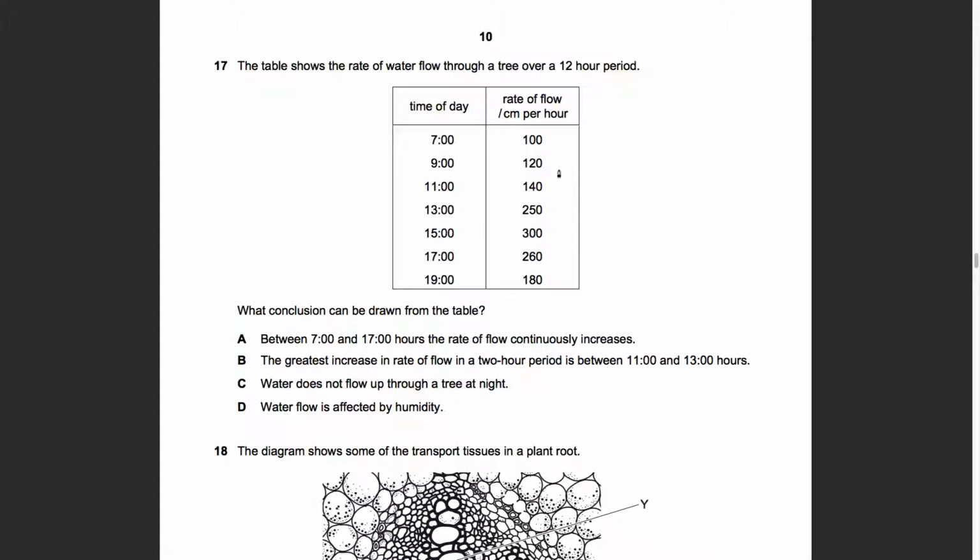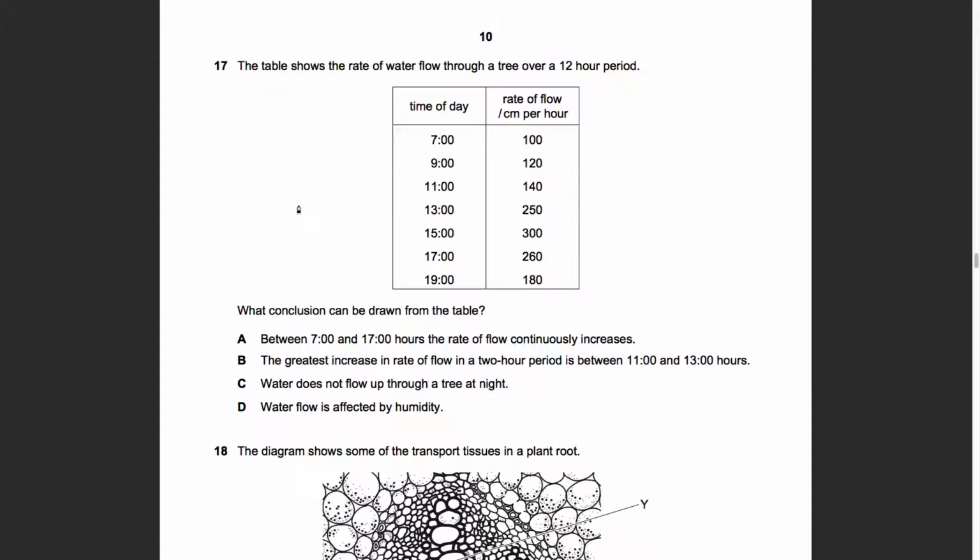Right, let's check it out. Okay, so from 7 o'clock to 9 o'clock, that's an increase of 20 centimetres. Until 11 o'clock, that's another 20 centimetres increase. And then quite a big leap to 110 centimetres. 5 o'clock, another increase of 50.